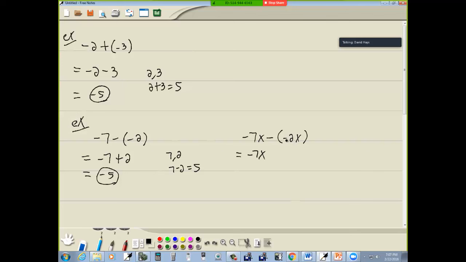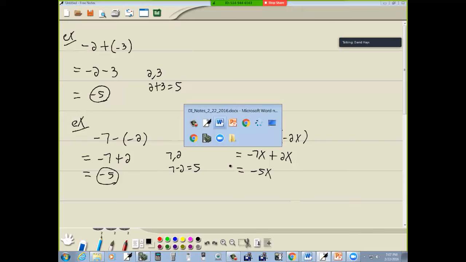Well, negative parentheses negative becomes positive. And we're going to see later on that these are something called like terms. And to combine like terms, you add or subtract the numbers that are out in front, which is a negative 7 plus 2. So it's going to give us the same negative 5, but we'll have an x on there. So the same principle holds true throughout this entire course. Now that's combining numbers. You can think of it, combining numbers again as add or subtract.